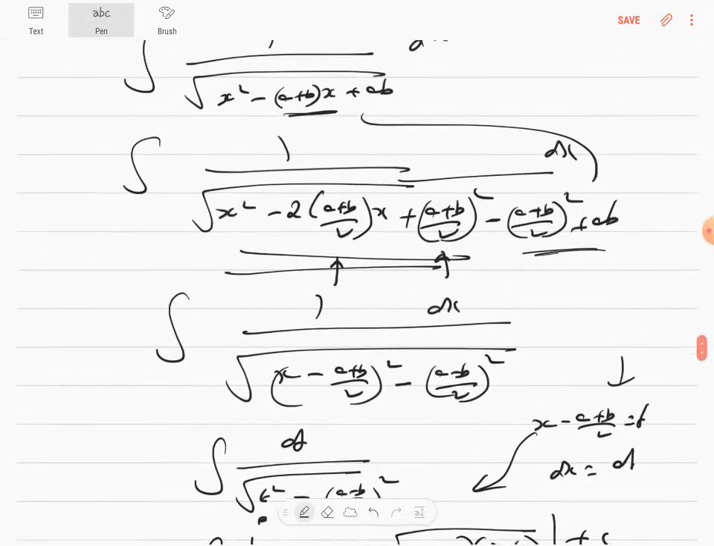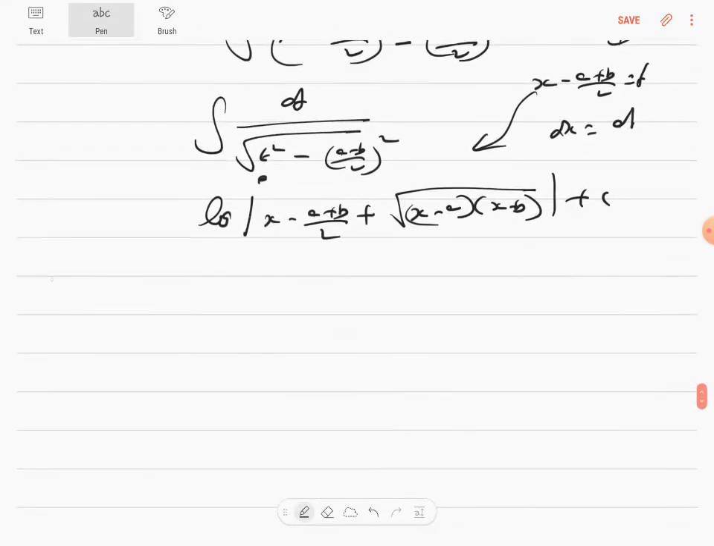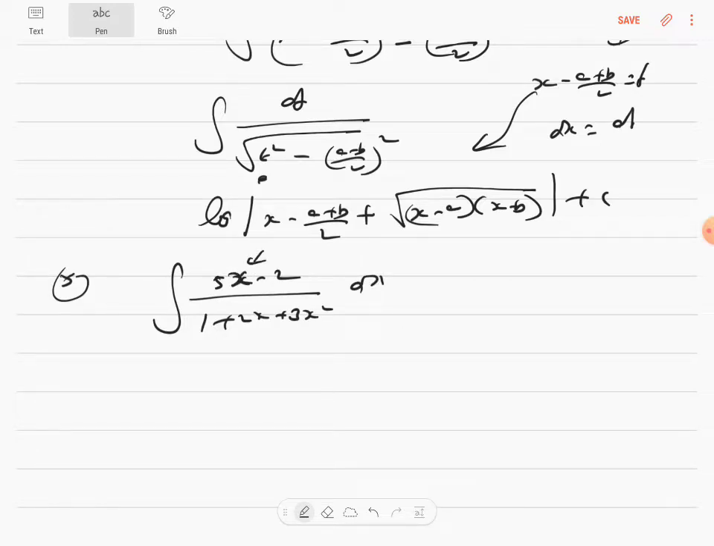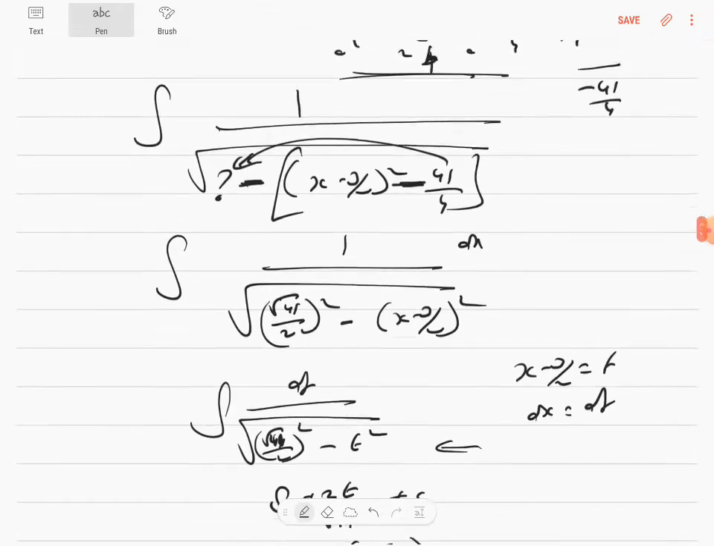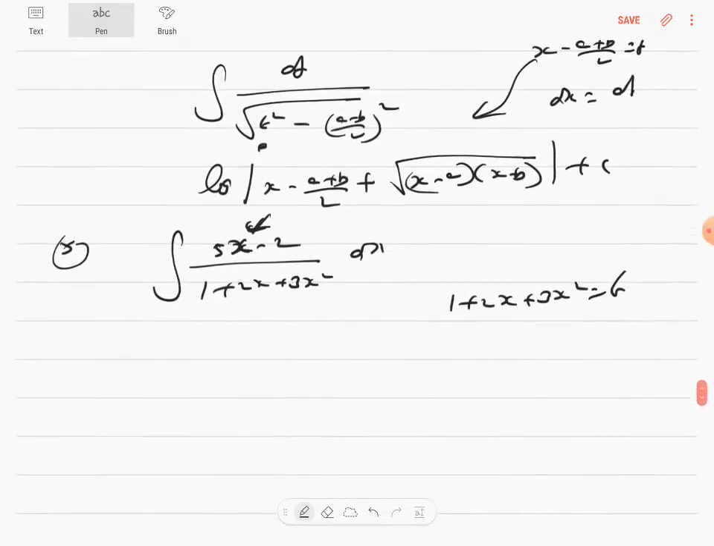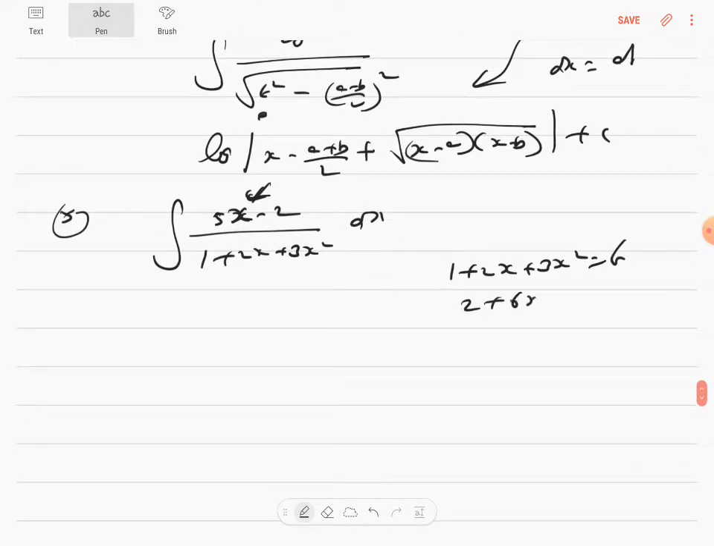I'll do one more question, which is a manipulation question of similar kind, where it's integration of (5x minus 2) by (1 plus 2x plus 3x square) into dx. If I see linear over quadratic, I can't do completion of square, so it's t dt. So far I was doing completion of square because it was 1 by. If it's linear and quadratic, obviously I have to do t dt, whereas (2 plus 6x) into dx is equal to dt. So if you take 2 out common, 1 plus 3x into dx, or keep it like this.